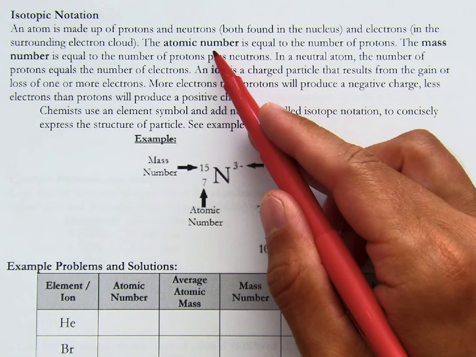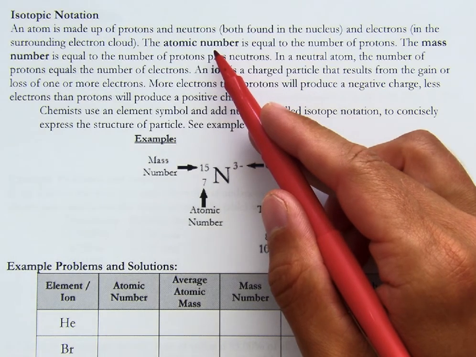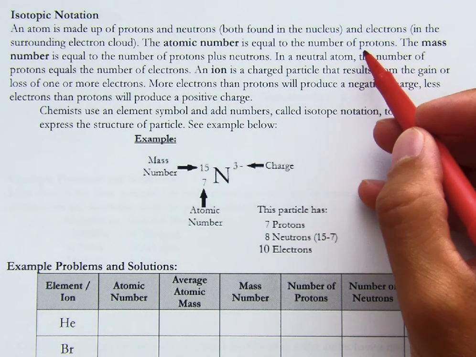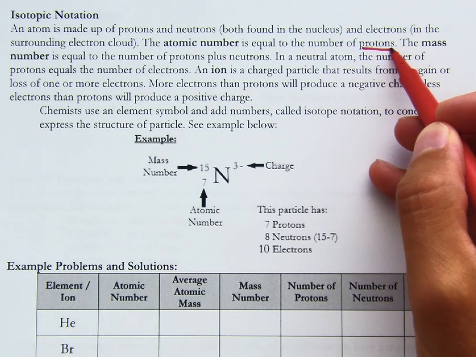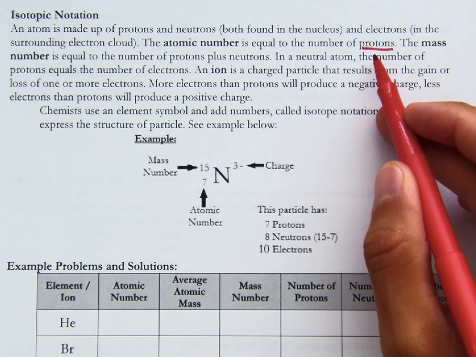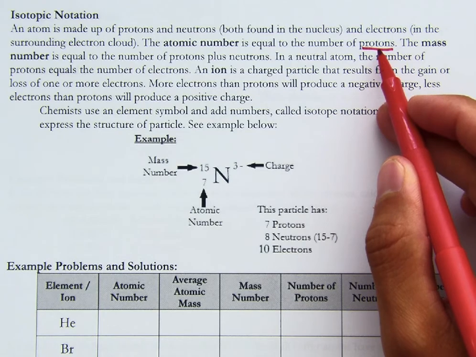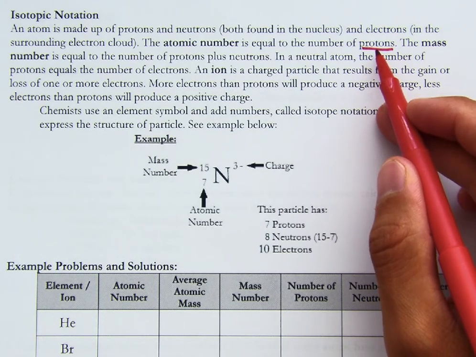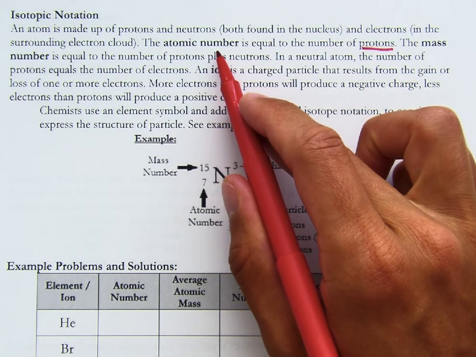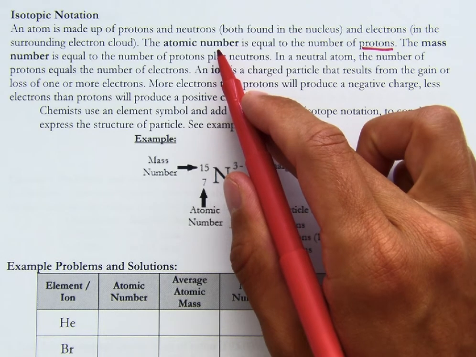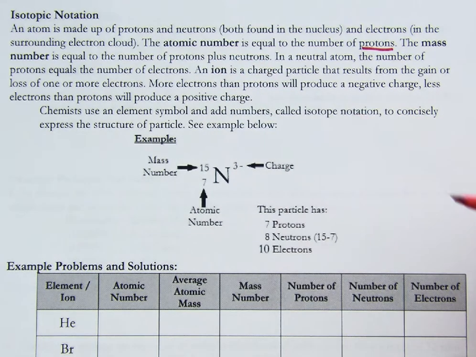Atomic number is the number of protons. Okay, atomic number is equal to the number of protons. That's in the nucleus. The atomic number, which is the number of protons, is how the periodic table is arranged. So, element number 1 on the periodic table, hydrogen, has the atomic number 1. That's because it has 1 proton in its nucleus. Helium is number 2 on the periodic table. It has the atomic number 2, and that's because a helium atom will have 2 protons in its nucleus.